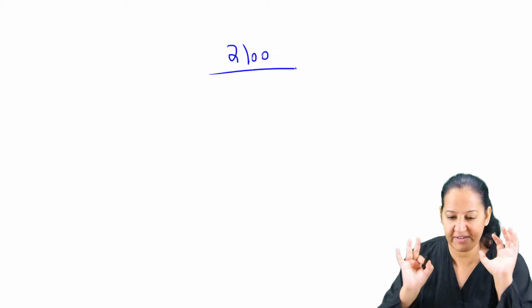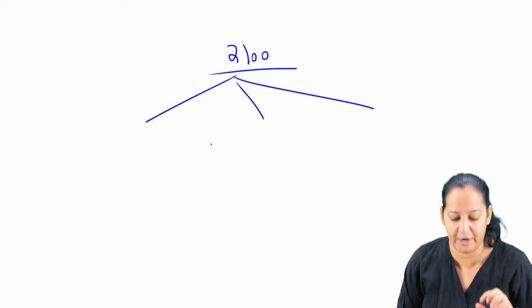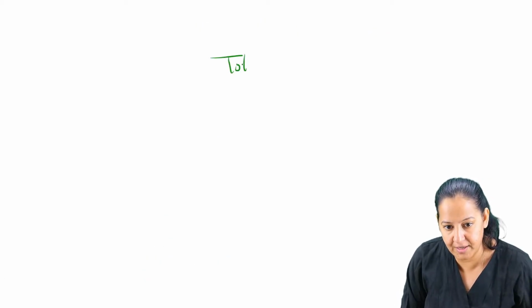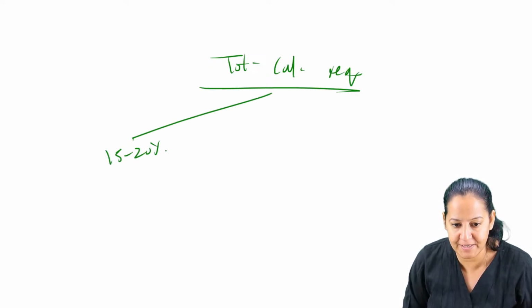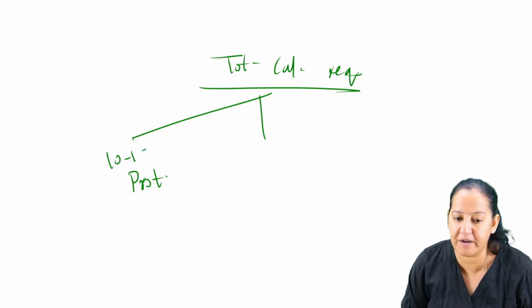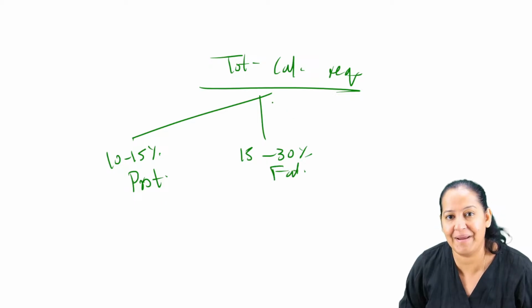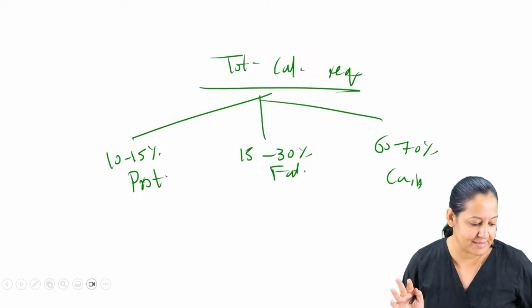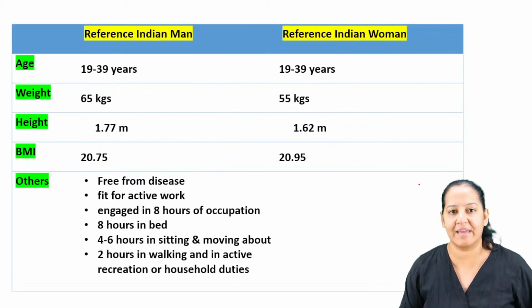So whatever is your calorie requirement, you can split it into three portions. Out of the total calorie requirement, 15 to 20%, I'm sorry, 10 to 15% should be obtained from the protein. 15 to 30% should be obtained from the fat, and the remaining 60 to 70% should be obtained from the carbs. This is known as a balanced diet. Please learn balanced diet. So this is the calorie requirement.